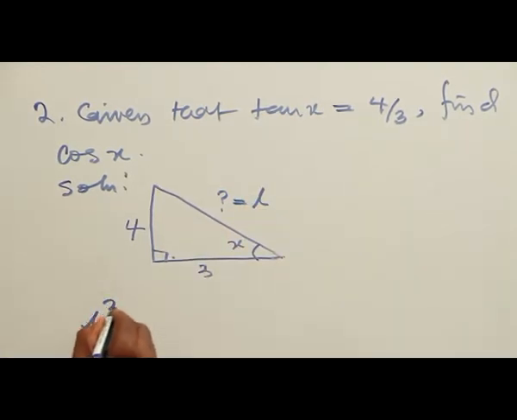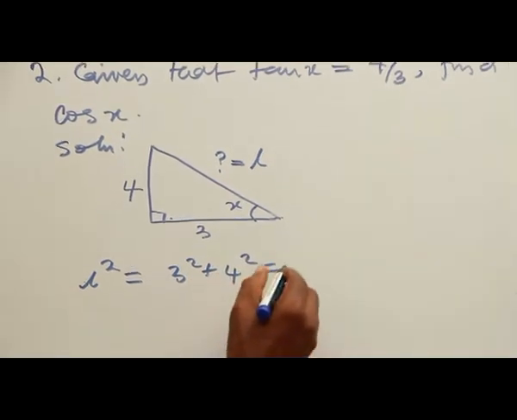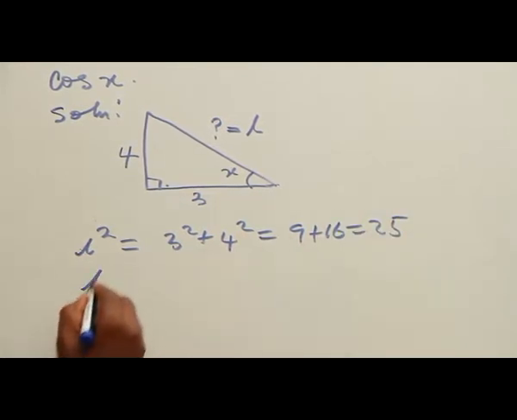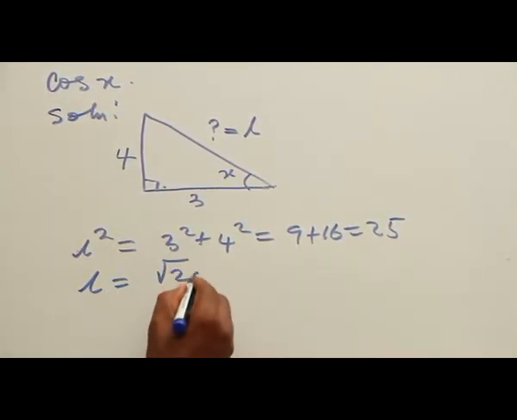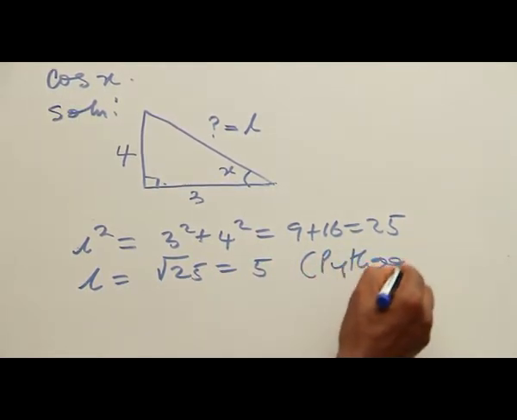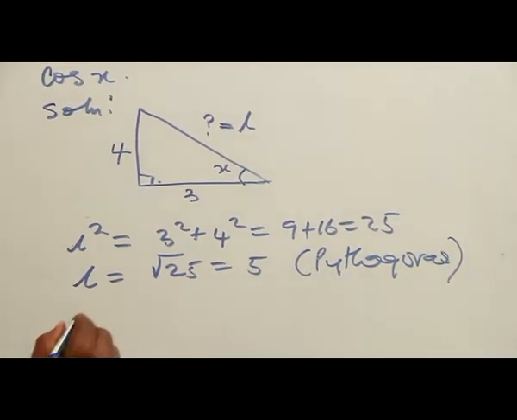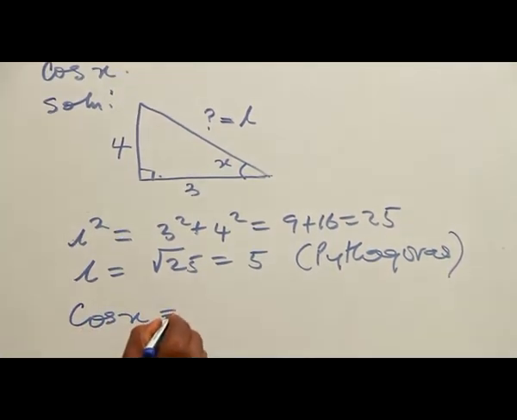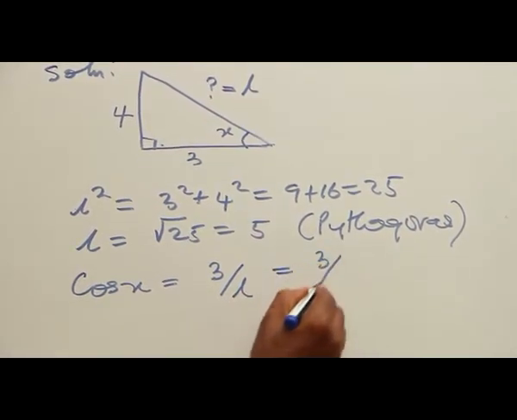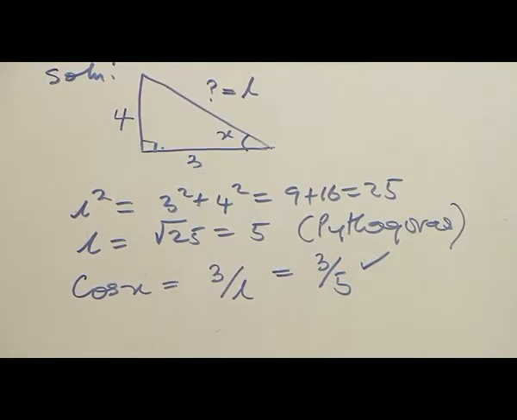So you have that L squared is equal to 3 squared plus 4 squared, and that will be equal to 9 plus 16, and that is 25. And our L is equal to the square root of 25, and that is 5. This is your Pythagoras rule. So now that we have done that, we can therefore write our cos S, which is adjacent all over hypotenuse, and that is 3 all over 5. And that is the solution you are asked to find.